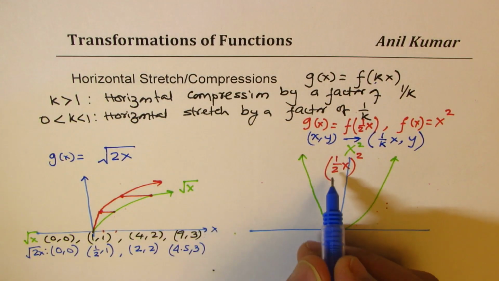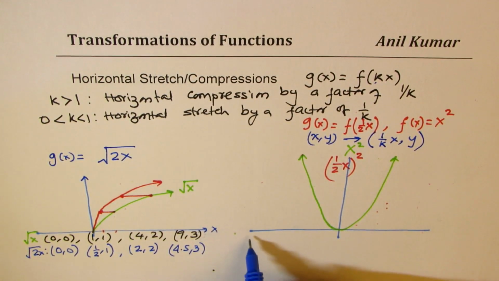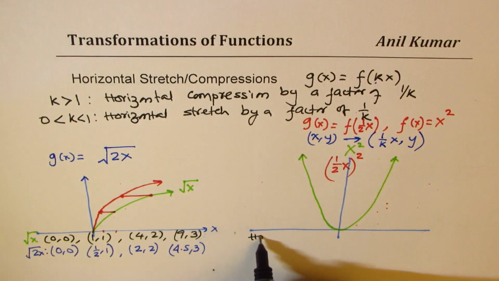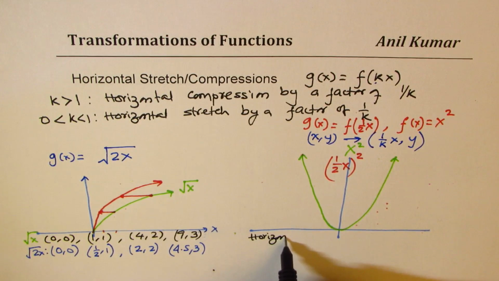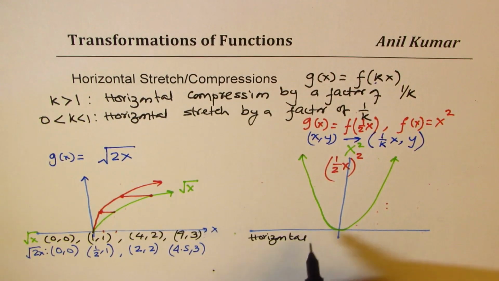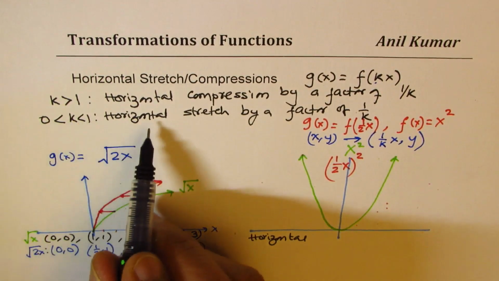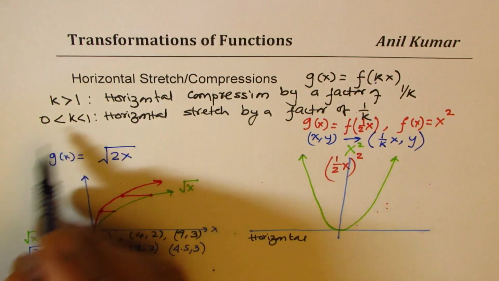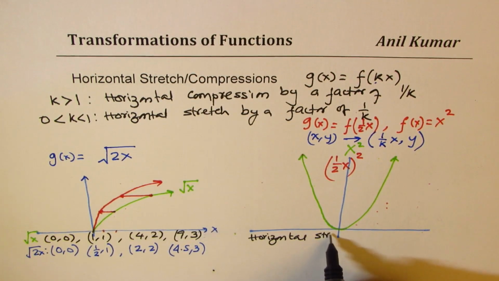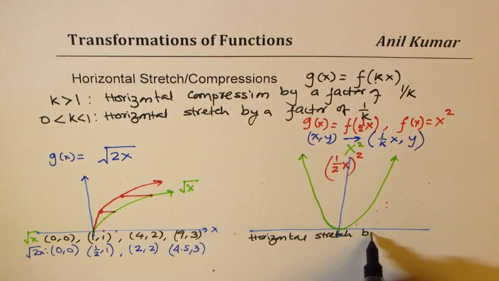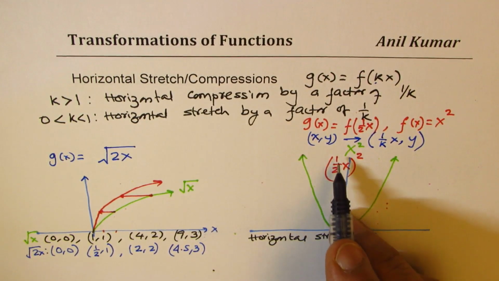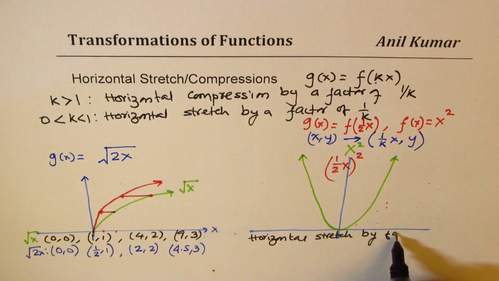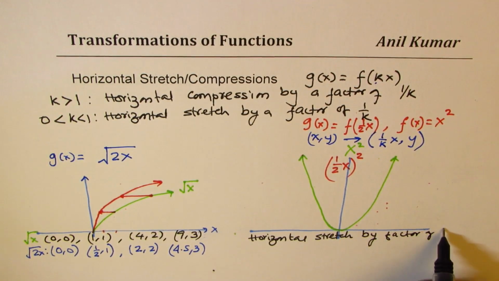I'm writing it here: horizontal, since k is less than 1, horizontal stretch by a factor of 1 over 2. So horizontal stretch by reciprocal of 1 over 2, right? So it becomes a stretch by a factor of 2.